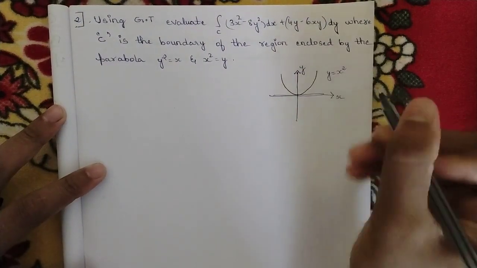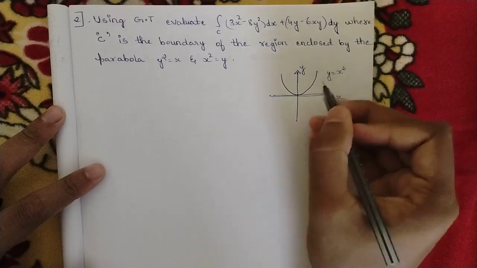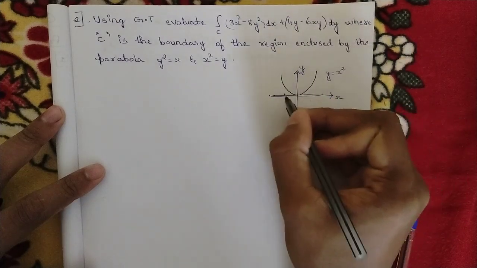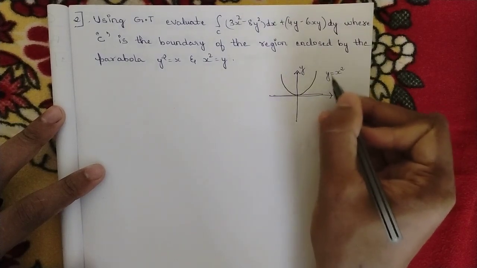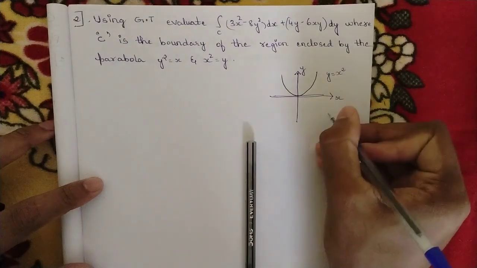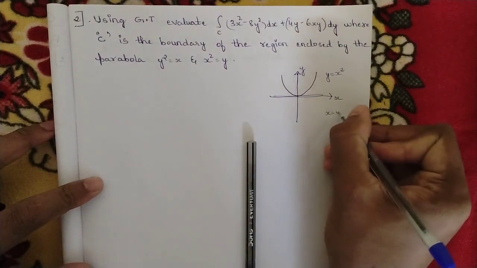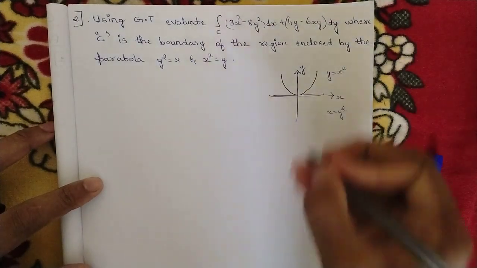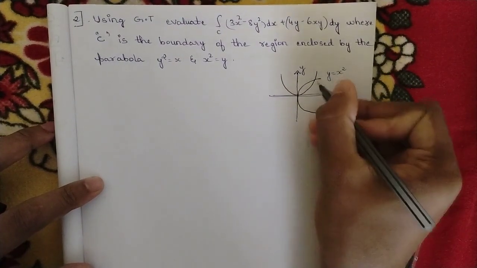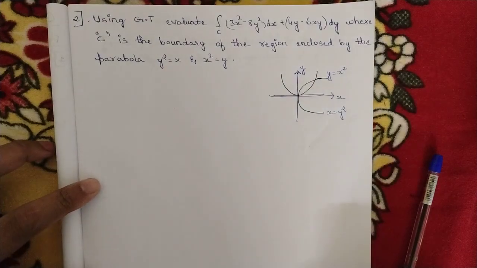This is the parabola of y equal to x square, where we check for different values of x, positive as well as negative, and the resultant would be y. And the next parabola is x equal to y square, that is here. This is the parabola of x equal to y square.